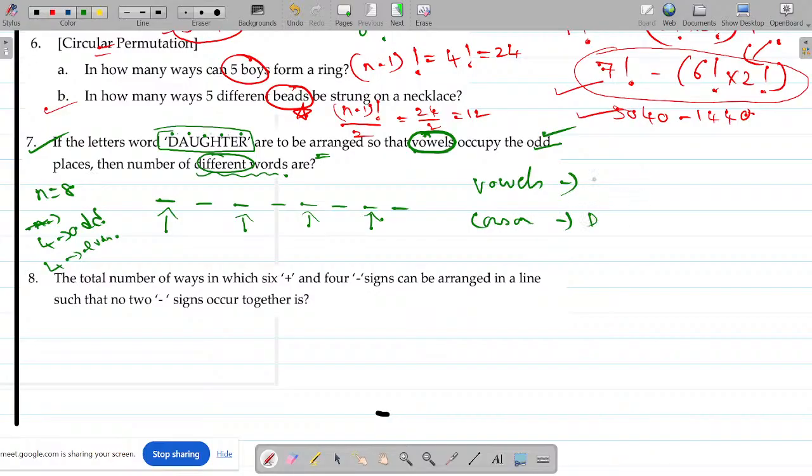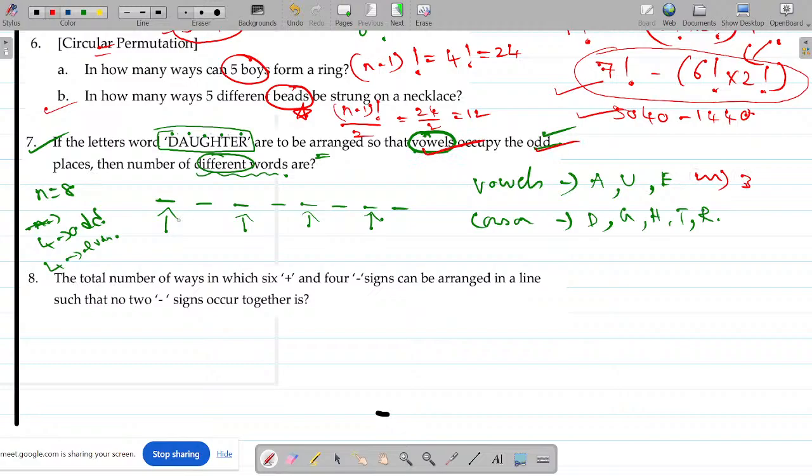P is a consonant, A is a vowel, U is a vowel, G is a consonant, H is a consonant, T is a consonant, E is a vowel, R is a consonant. Okay, yeah. Now come here. How many vowels in total? 3. How many odd places?